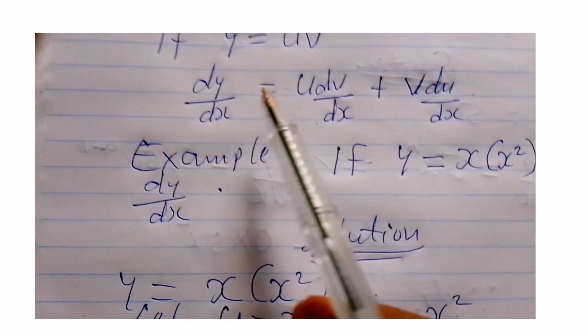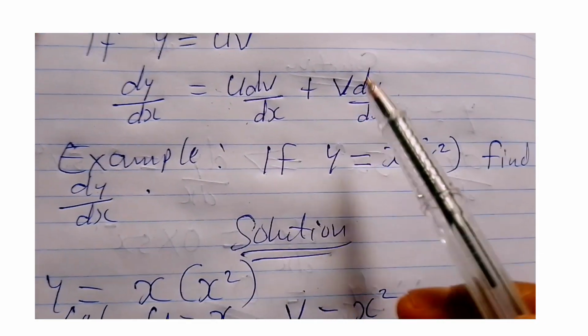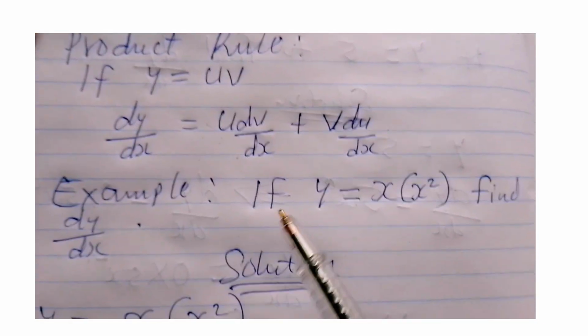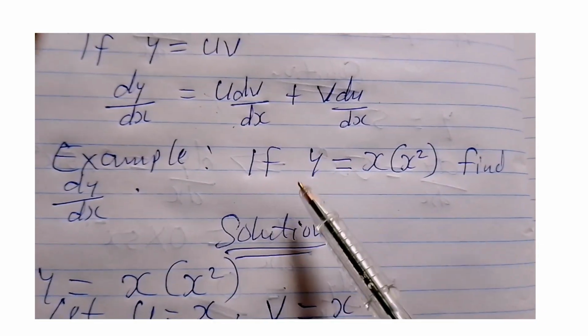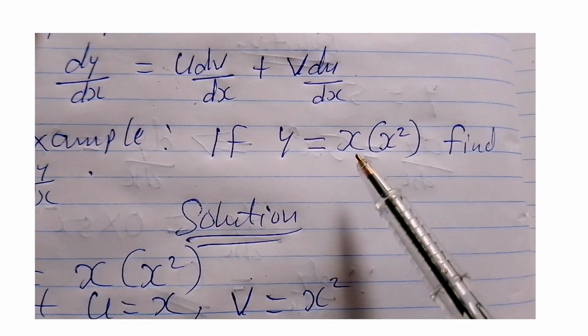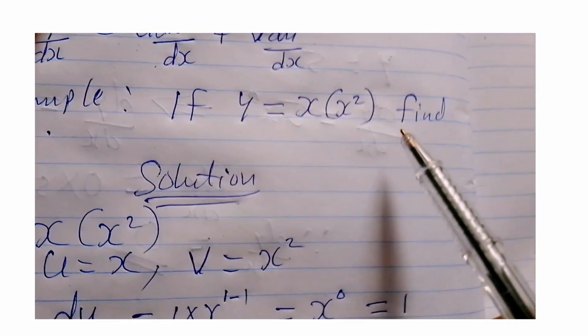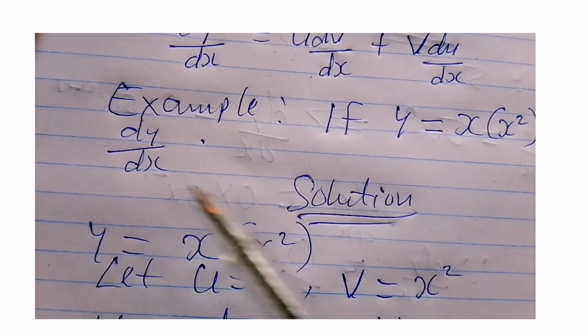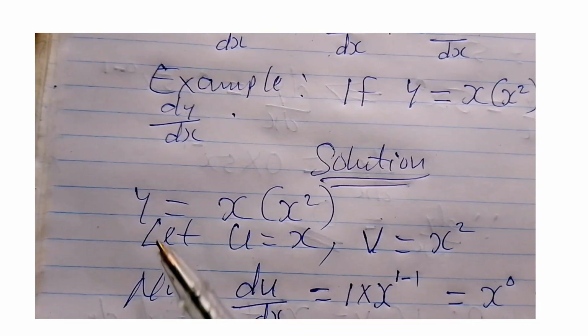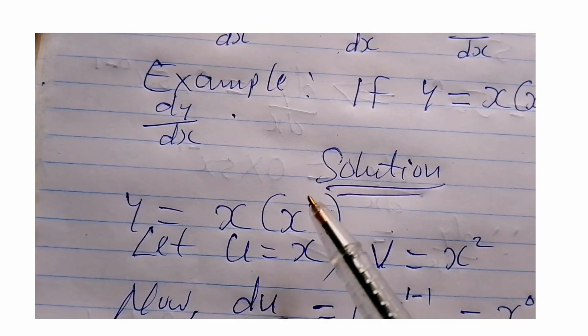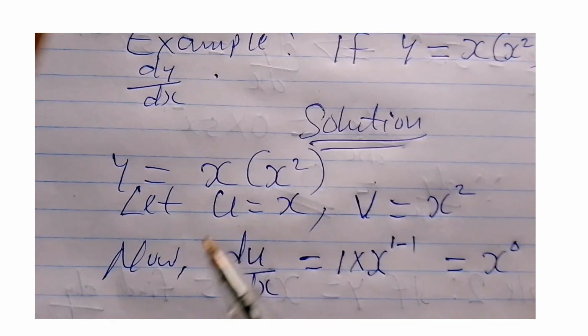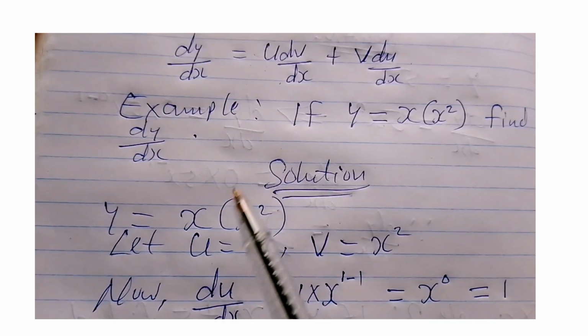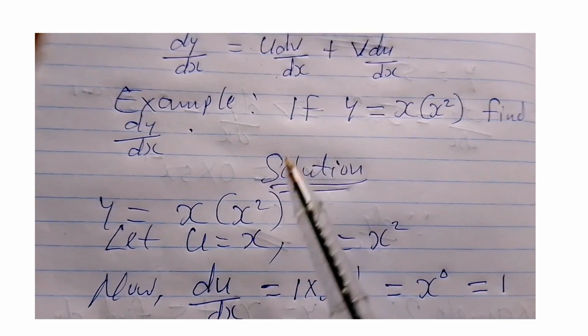Now let's look at an example for us to understand what the product rule means in differentiation. If y equals x times x squared, they say you should find dy over dx. Let's look at the solution. This is the question they give us. y equals x times x squared, right? Now these are two functions. This x is one function and this x squared is another function.